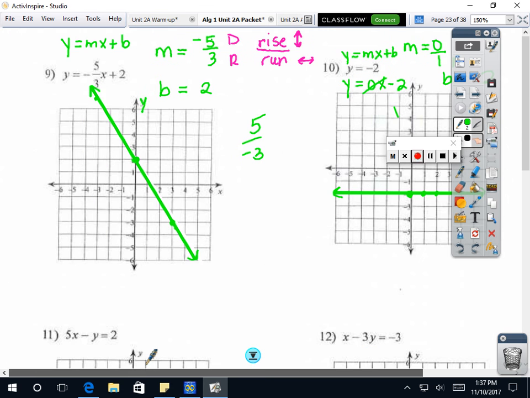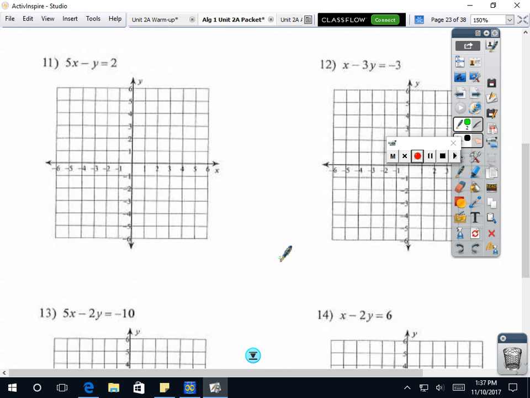Okay, number 11. What's different about number 11? Correct. We cannot just figure out M and B right away, because it's not in y equals mx plus b form. So, okay, so you're assuming that the slope is 5. Okay, watch Naya. Okay, look, 5x minus y equals 2.